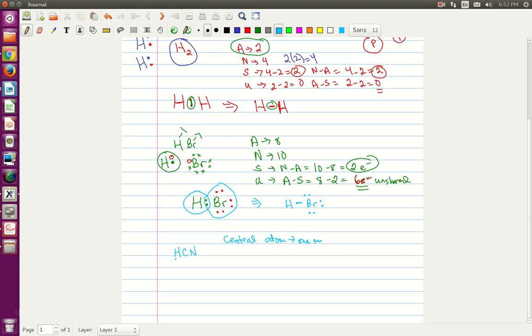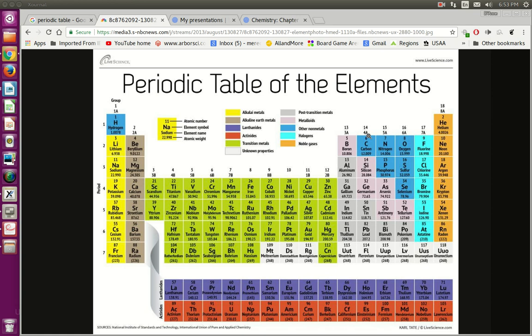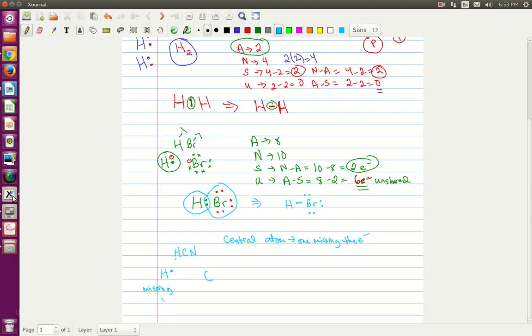It's really the one missing the most electrons. Okay? So hydrogen has 1 valence electron. How many is it missing? It's only missing 1. Okay, carbon, well, let's look at the periodic chart. There's carbon, and group 14 or 4A. That means it has 4 valence electrons. So carbon has 4 valence electrons, 1, 2, 3, 4, and it's missing 4.